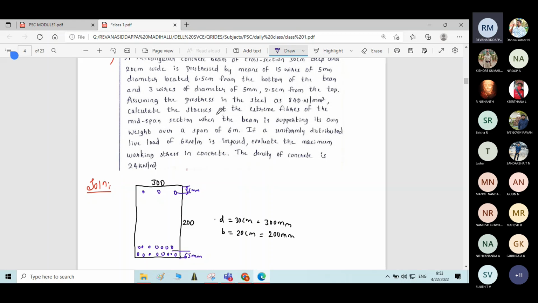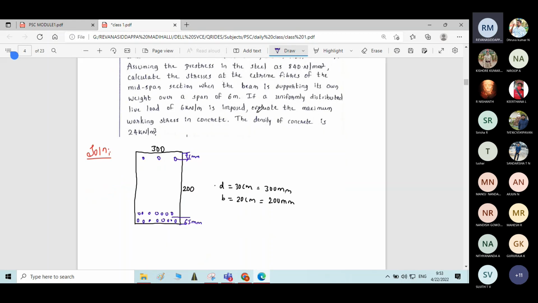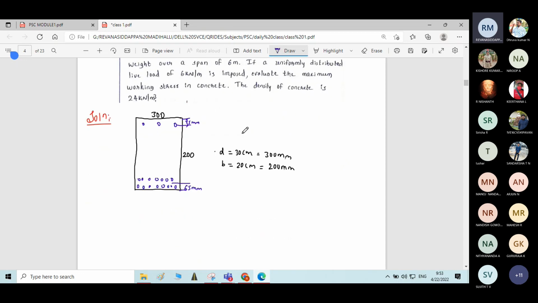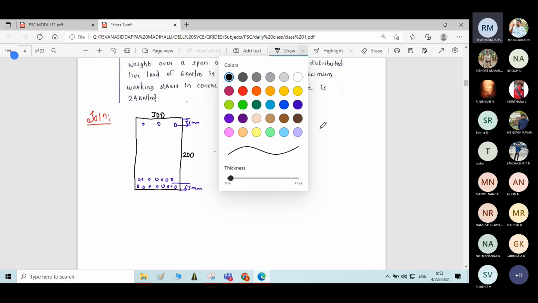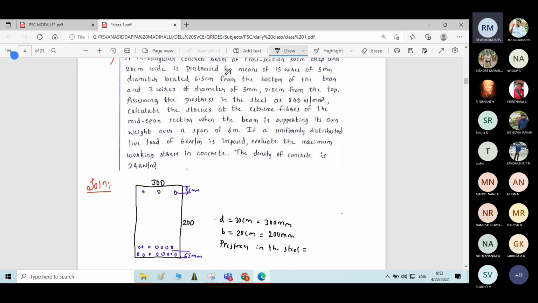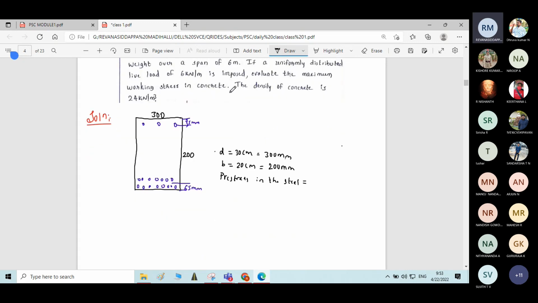Assuming pre-stress in the steel as 840 Newton per mm square. Pre-stress in the steel is given. How much is it given? Just write it in the given data. Pre-stress in the steel is 840 Newton per mm square.